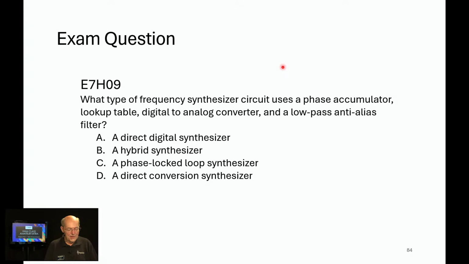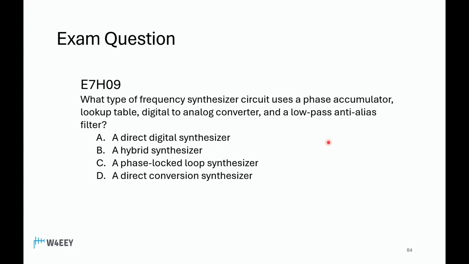Oh, look at that. What type of frequency synthesizer circuit uses a phase accumulator, a lookup table, digital to analog converter, and a low-pass anti-alias filter? Alpha. It is Alpha. That's the direct digital synthesizer. And some of the magic words are here that will help you to get there. You might need to look at this a couple times and be sure you associate those.